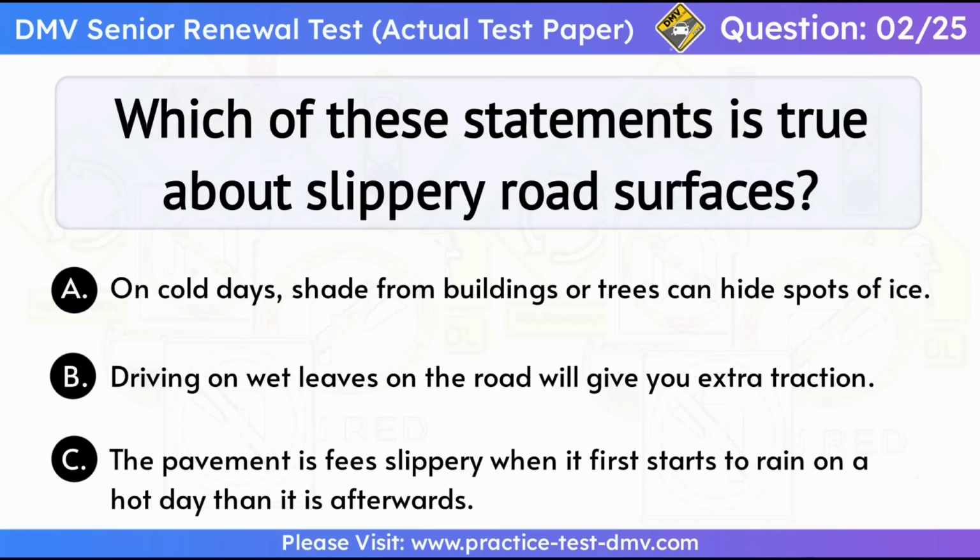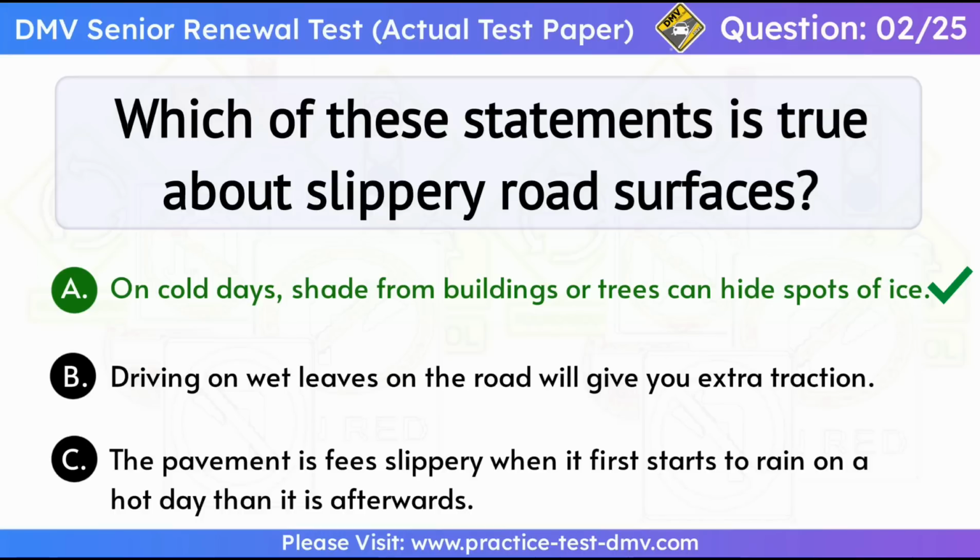Question 2. Which of these statements is true about slippery road surfaces? A. On cold days, shade from buildings or trees can hide spots of ice. B. Driving on wet leaves on the road will give you extra traction. C. The pavement is slippery when it first starts to rain on a hot day than it is afterwards. Correct answer, A. On cold days, shade from buildings or trees can hide spots of ice.